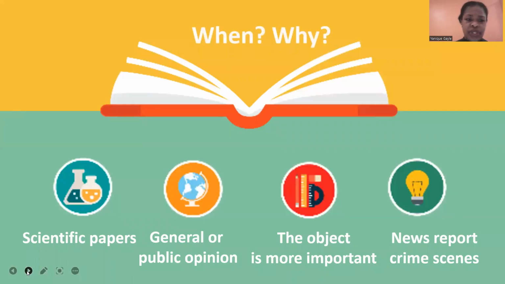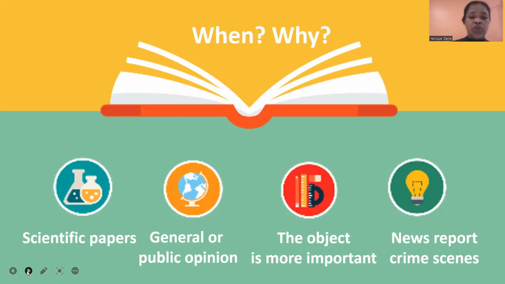When and why do we use the passive voice? Well, we use the passive voice when we want to write formal, so scientific papers. Let's say at school, you have to do an investigation or you have to do research, then we usually use the passive voice. When you're talking about general opinion, okay, so let's say people say, or in the past, people believe, no? So instead of saying, okay, the news was given by people, it's not so important.